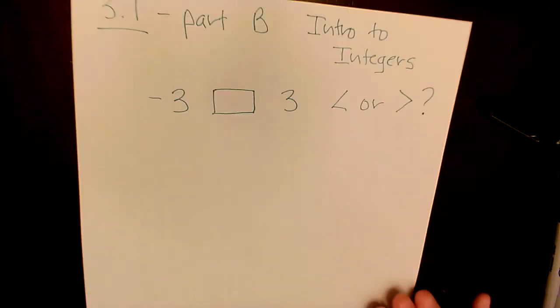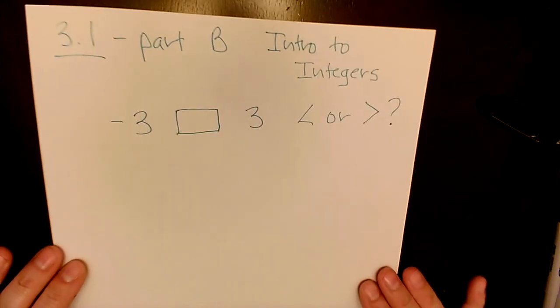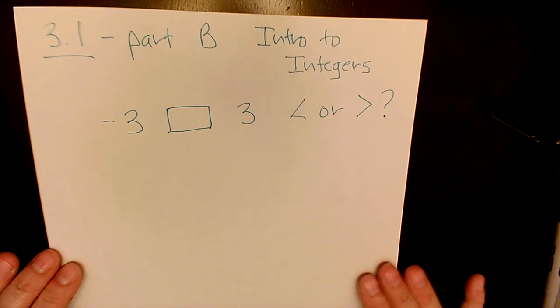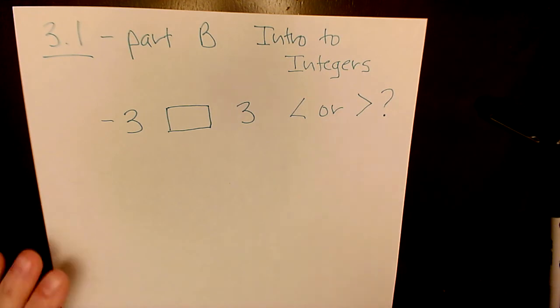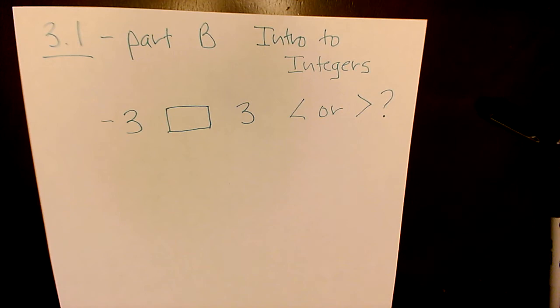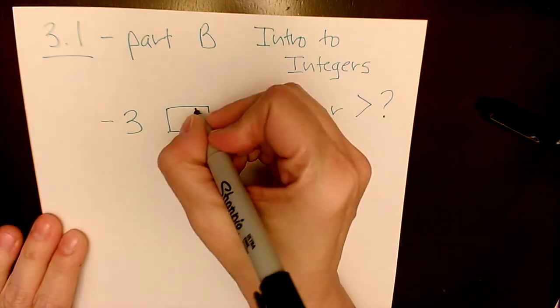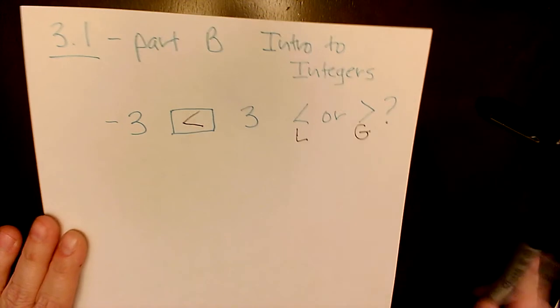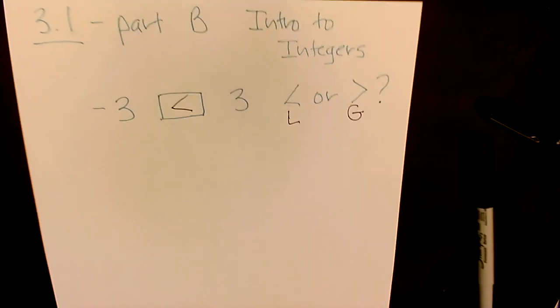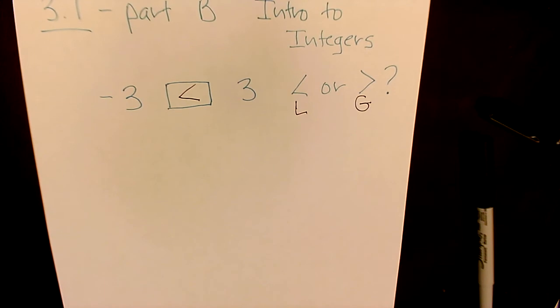So what would you say? I would say, since negative 3 is on the negative side, it's smaller, it's less than. So I'm going to say negative 3 is less than positive 3. And that's all you have to do, is put the correct symbol on the homework in the box.